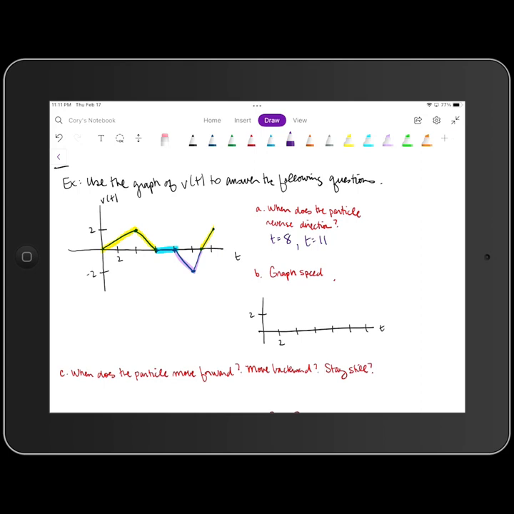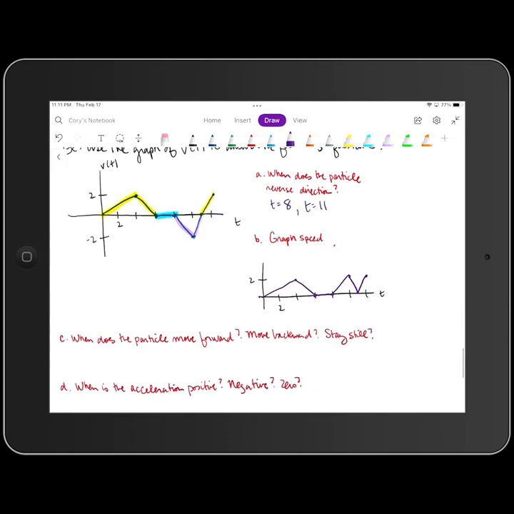So if we were to graph speed, the graph of speed is going to look like this. It's going to look exactly like the graph of velocity until we get to time t is equal to 8. Graphically, speed is going to look like so. And then between 8 and 11, we're going to take that portion that lies below the t-axis and reflect it where it lies above the t-axis. So the graph of speed is going to look something like that right there.